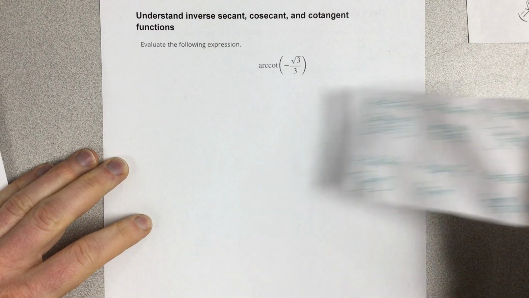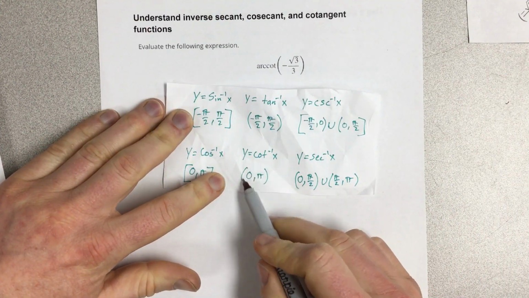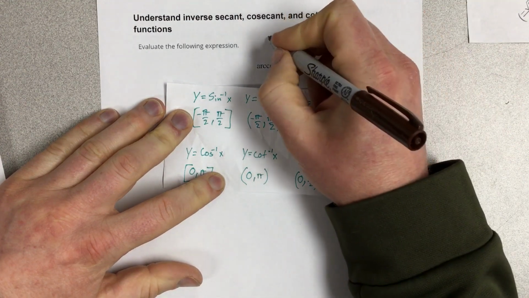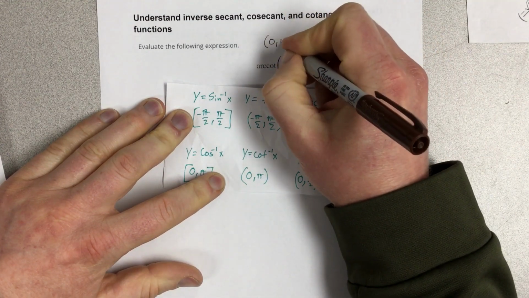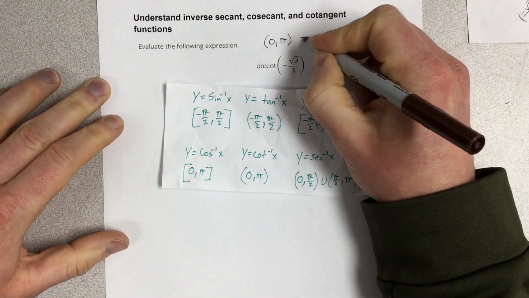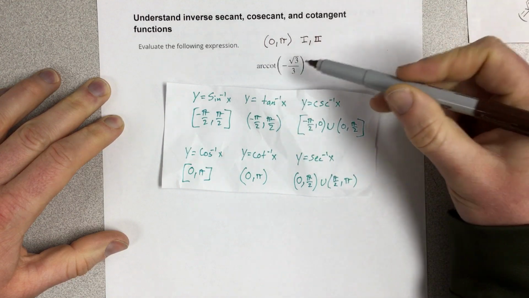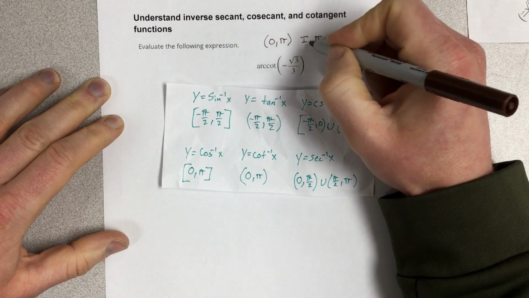The first thing I want to write down is that cotangent inverse has a range of 0 to pi. So I'm going to write that at the top, that 0 to pi is the area, that's quadrants 1 and 2, where our solution that we get at the end has to lie. So it has to lie in quadrants 1 and 2.